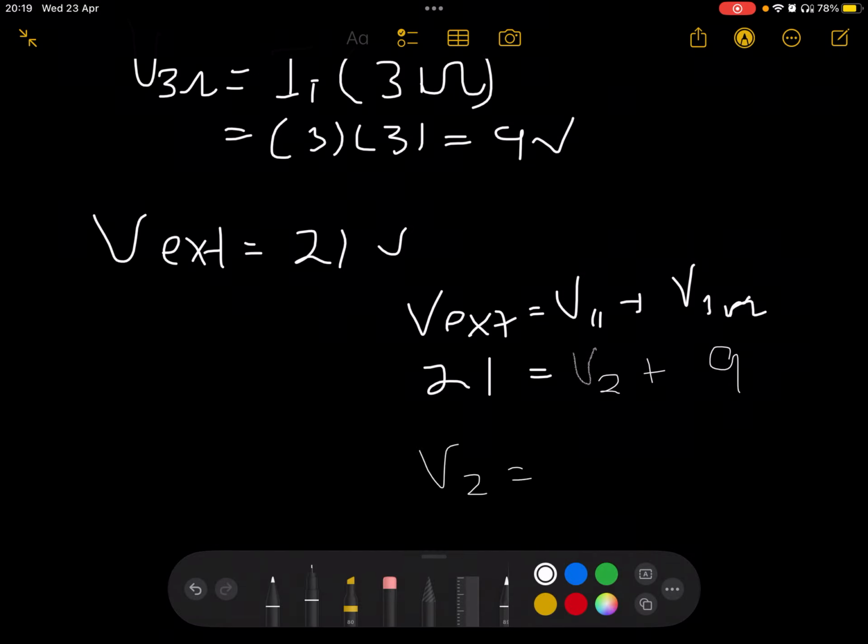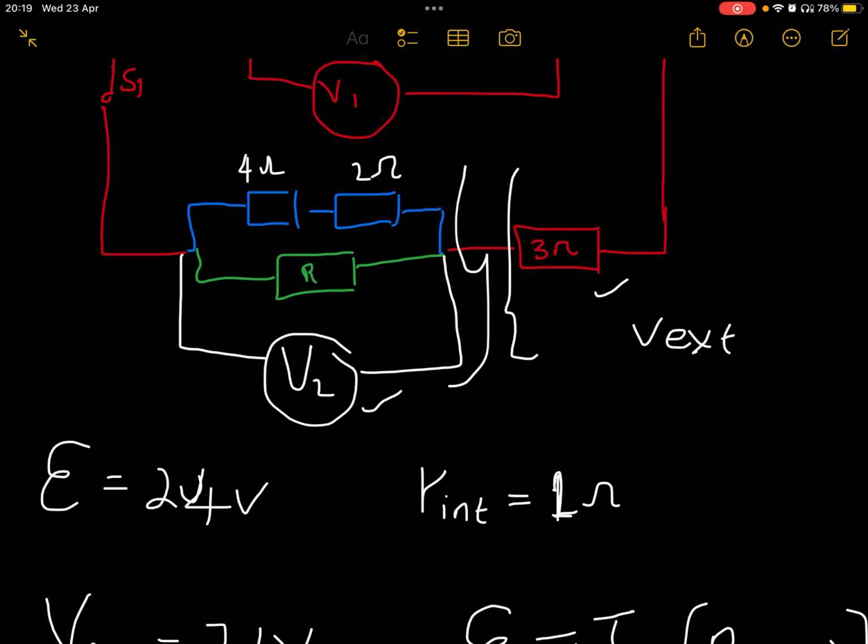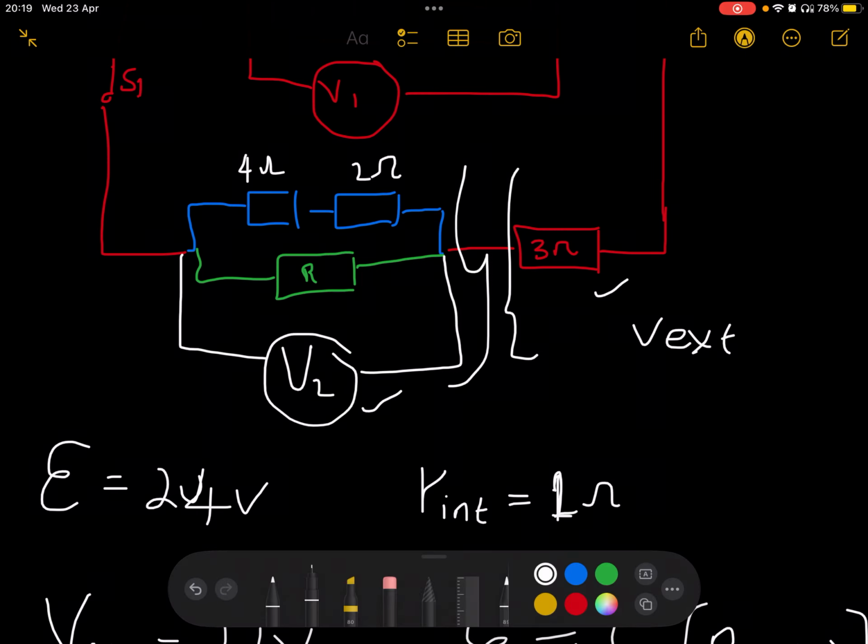The 12 volts, you can go back here. For resistors that are parallel, they have the same voltage, meaning this is 12 volts and R is also having 12 volts. But as I said, this combined, meaning 4 plus the 6, will have the 12 volts being dissipated by the batteries.